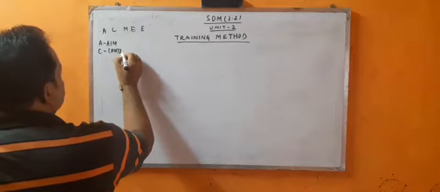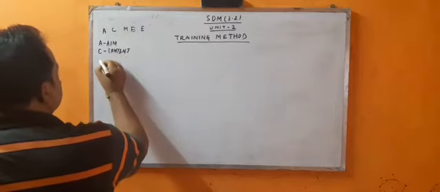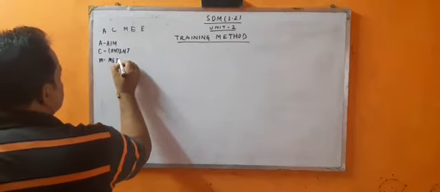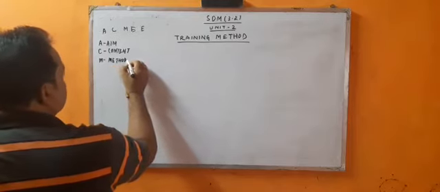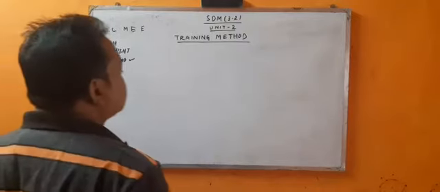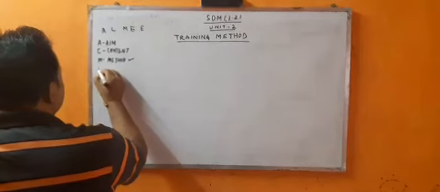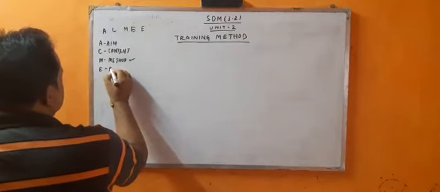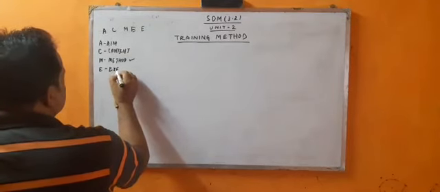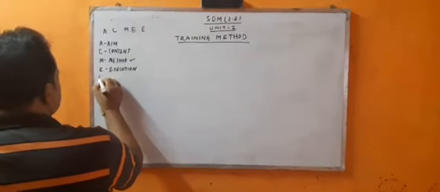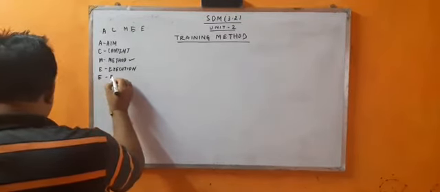Okay, about the content. Then M is for what? M is for method, and today we will discuss the training method. Then E is for execution, and another E is for evaluation.